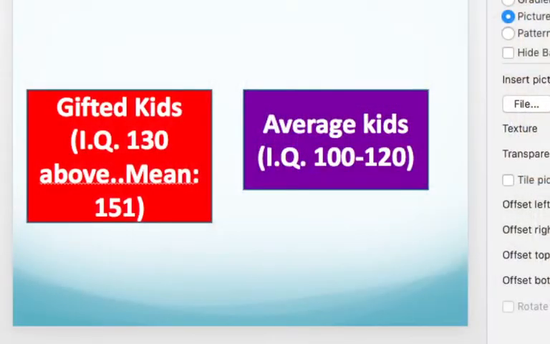So what did he do in his research? Kumuha siya ng dalawang grupo ng mga bata, kids who are gifted and kids who are just average. He defined gifted kids as kids having an IQ of 130 and above.